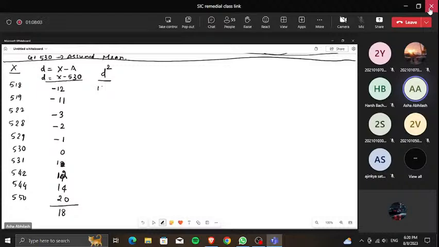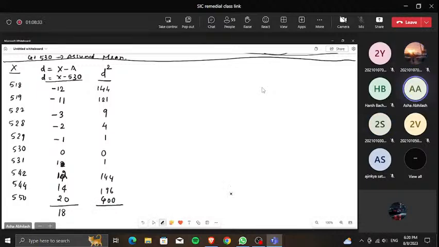12 square is 144. 11 square, 121. 9, 4, 1, 0, 1, 144. 14 square is 196, and then 200, 400. Correct. Now quickly find the summation.